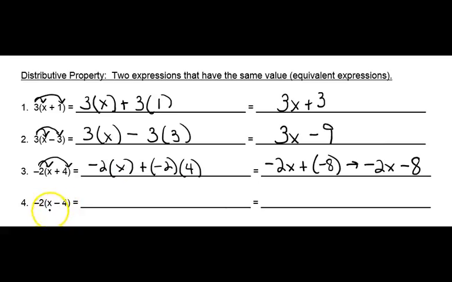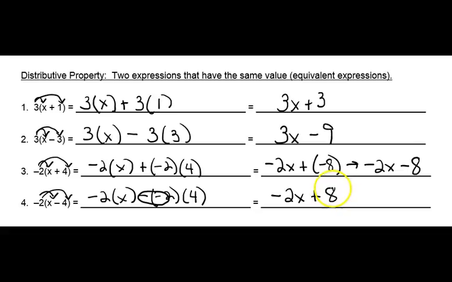And then finally our last one, negative 2 times x minus negative 2 times 4. I see a double negative here, so I want to change that double negative to addition. So this expression in standard form or simplified form would really be negative 2x plus 8.